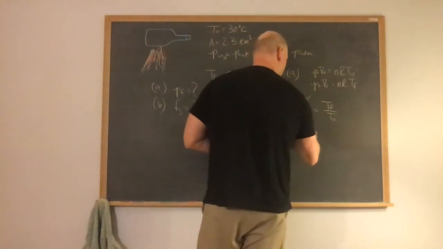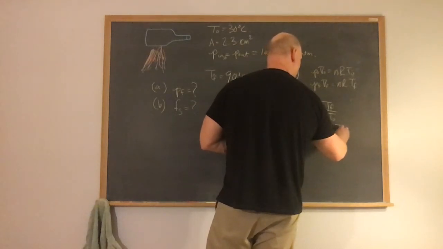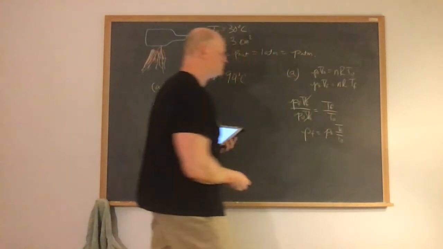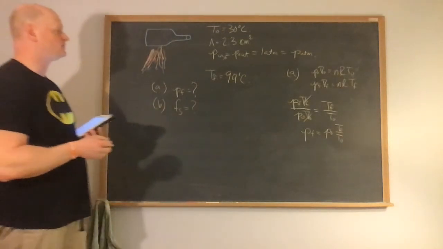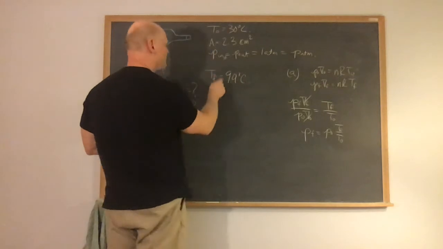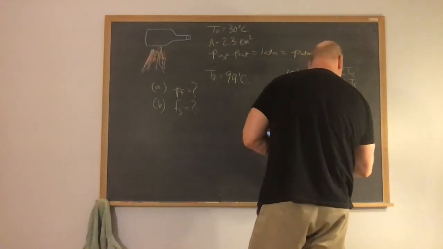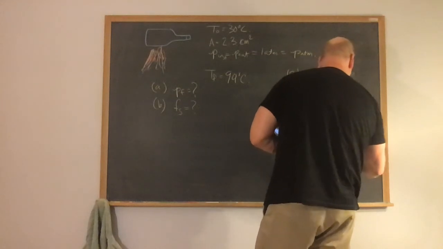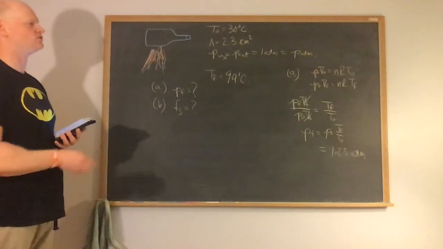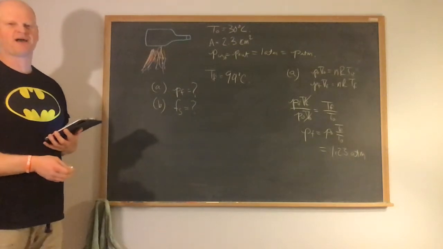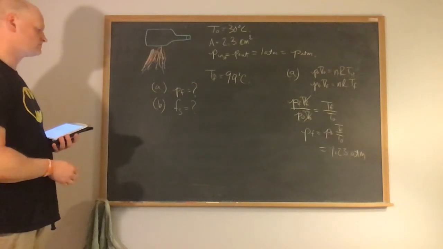So from here we get that the final pressure is simply equal to the initial pressure times the ratio of the two temperatures. Now again, we have to be careful that this has to be in Kelvin and not in Celsius. But if I plug this in, this should work out to be about 1.23 atmospheres. So this should be the final pressure. In this case, I can just use the pressure in atmospheres. I don't have to put it in pascals because, again, it's a multiplicative change and not an additive change.